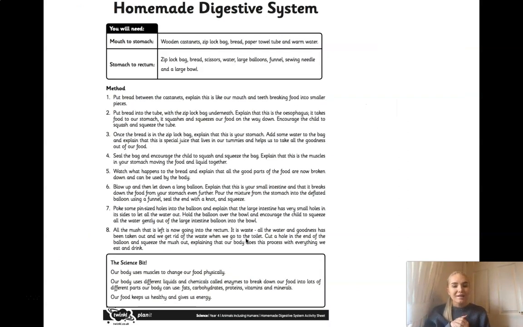An optional task for you here is to create your own homemade digestive system. It states all the things you need and it states the method. And this is just a really practical way for you to actually see how the digestive system works using lots of different foods. You don't have to do this, it's just an optional task if you want to really understand it a bit better. But if you do it, please send me videos of you doing it because I'd really love to see them, okay?